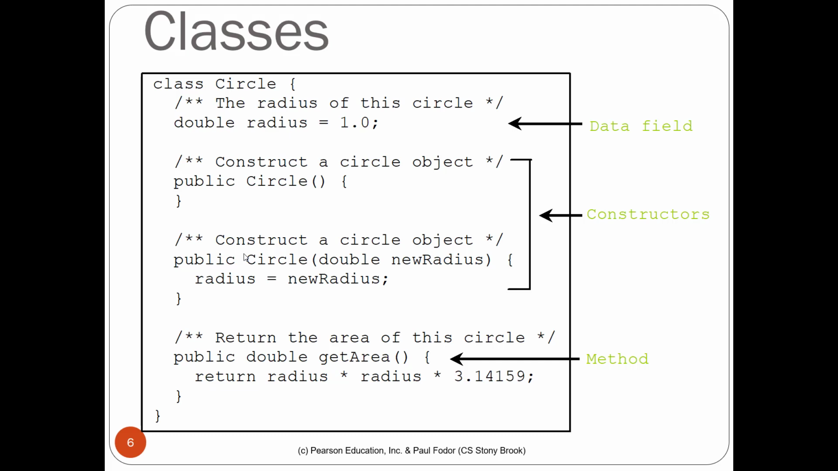I'll explain this to you in the next slide, that whenever you create an object for the circle class, you will be calling these constructors. That's the only way you could create the objects of this class, which is the circle class.